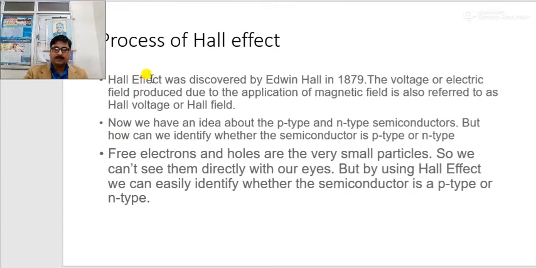It is very clear that the Hall effect was discovered by Edwin Hall in 1879 by the application of an electric field and magnetic field to a given semiconductor. The newly produced electric field is perpendicular to both the applied magnetic field and the direction of current.